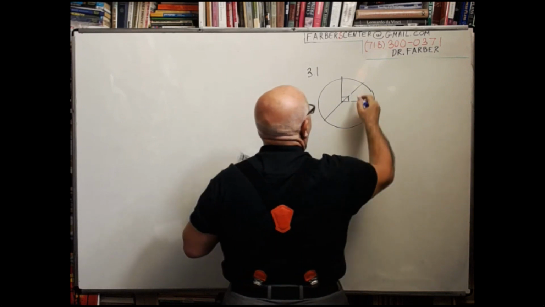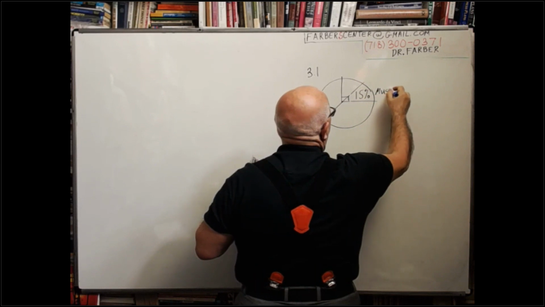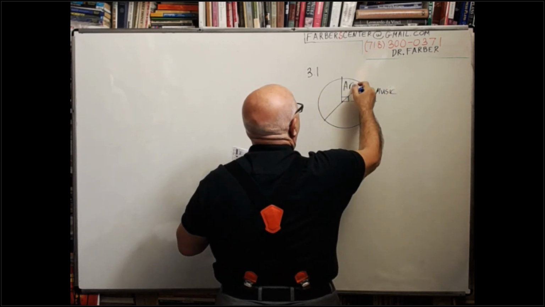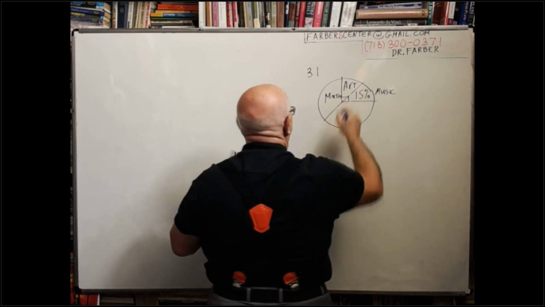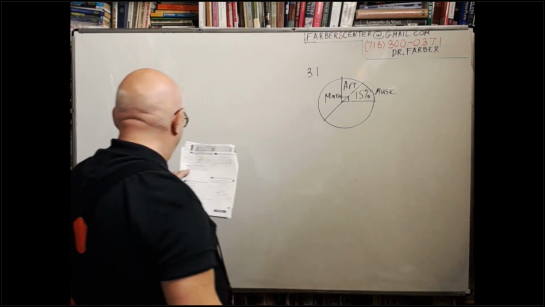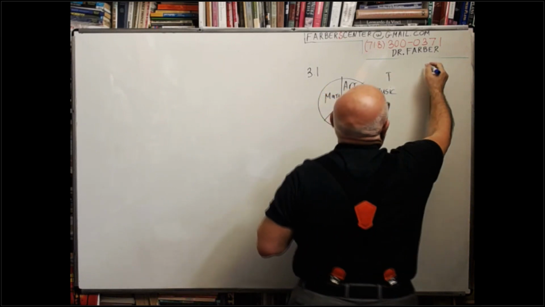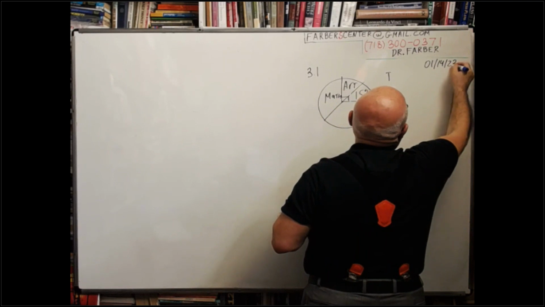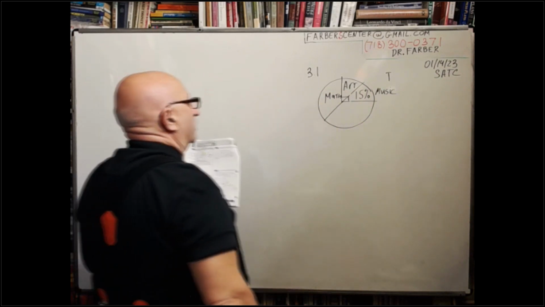And this is 15% music. This is art. This is math. In addition, we have total. By the way, 01, 14, 23. And this SAT C. Total 40 we have.